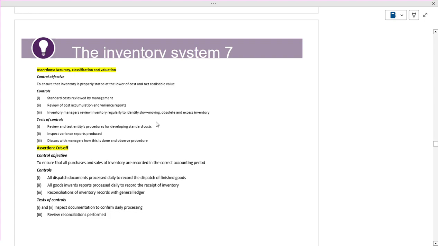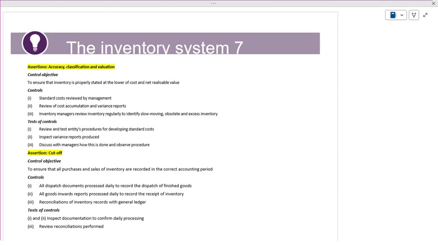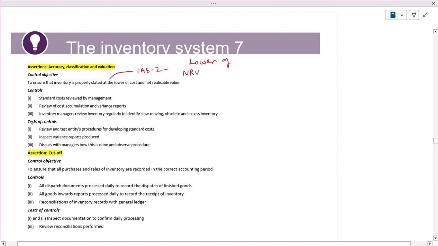Now the classification. When you are talking about classification, see what it says, IAS 2. Lower of net realizable value or cost. Which is the lowest value? Lower of cost and net realizable value. This is the rule of IAS 2 Inventories.